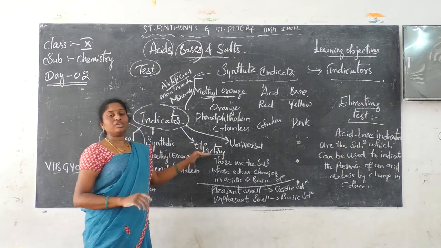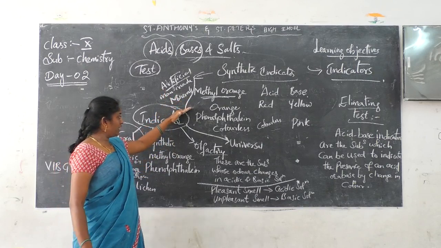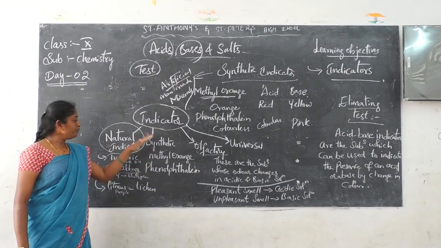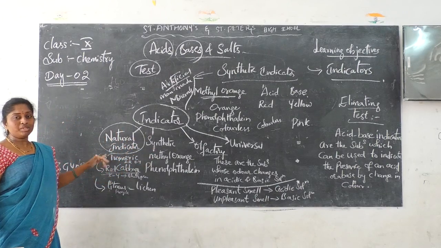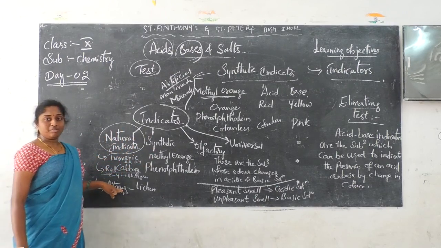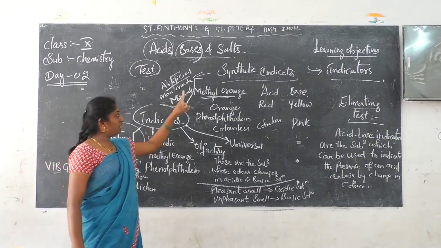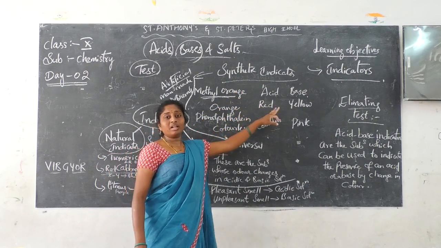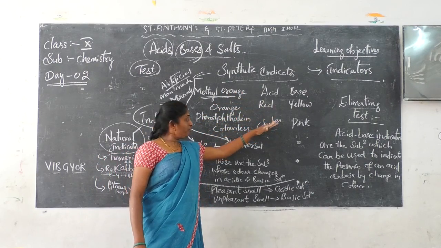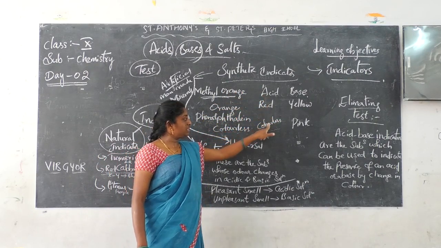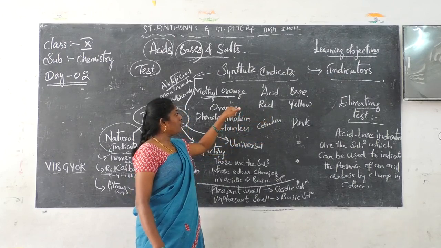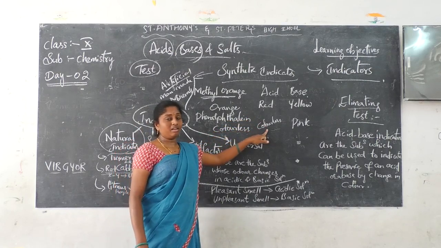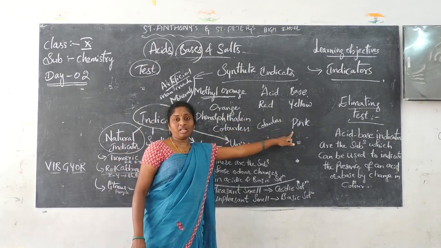So in today's section, what did we learn about indicators? We studied the natural indicators and synthetic indicators. In the natural indicators, the examples are turmeric, red cabbage, and litmus. In the synthetic indicators, we learned about methyl orange and phenolphthalein, and how the color change takes place. We observed that methyl orange is red in acid, orange originally, and yellow in base. Phenolphthalein is colorless in acid, and in the base you can see pink color formation.